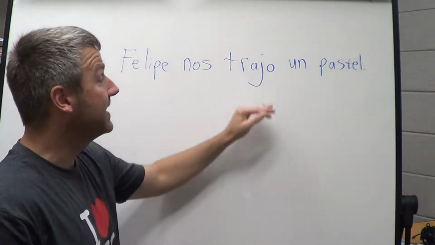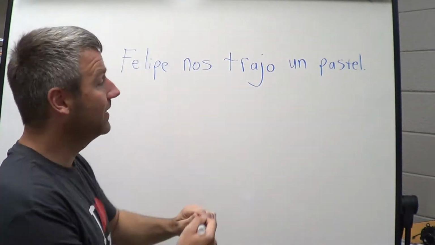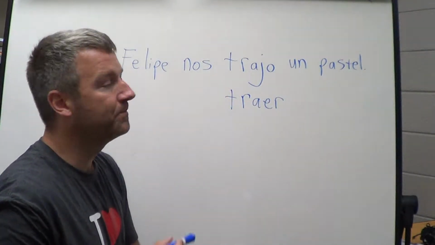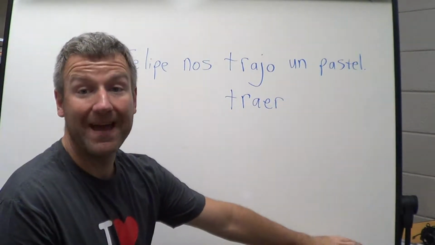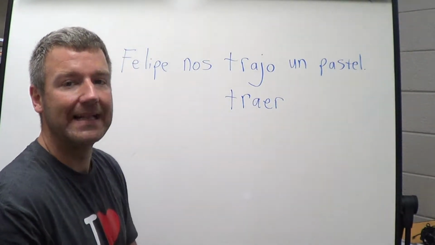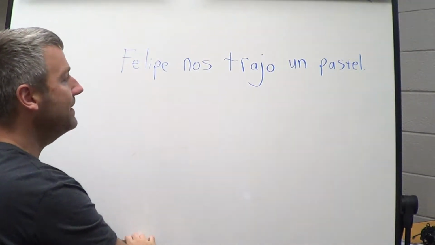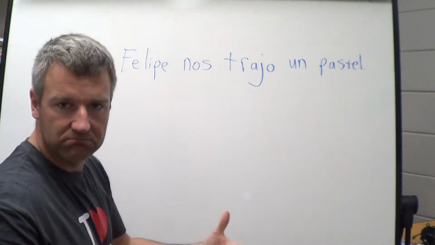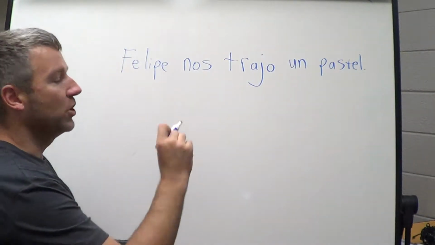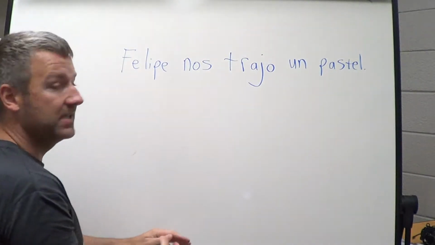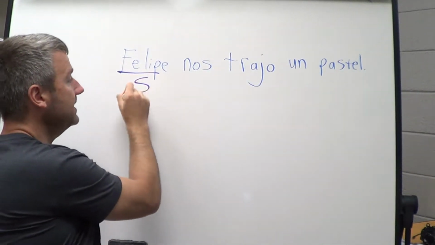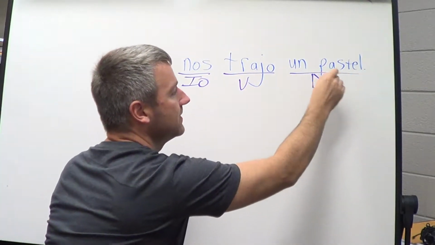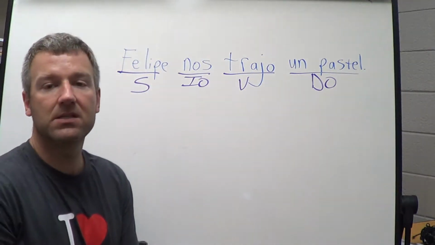You'll learn later that trajo is the past tense of to bring. It comes from this verb right here, traer. Remember that one from Spanish 1? Well, trajo is the past tense form of that. Again, you'll learn that a little bit later. Okay? So, Felipe nos trajo un pastel. So Felipe brought us a cake or a pastry, something similar to that. So you already know how to identify your sentence elements: subject, indirect object, verb, direct object. Okay? So Felipe brought us a cake.